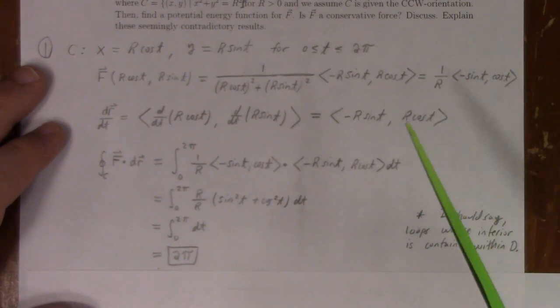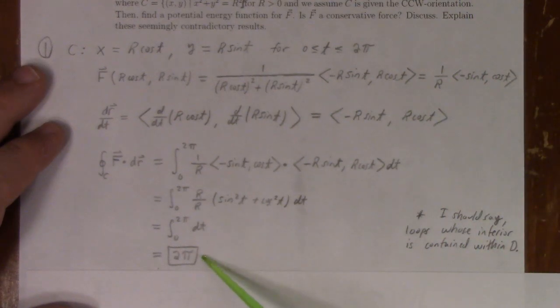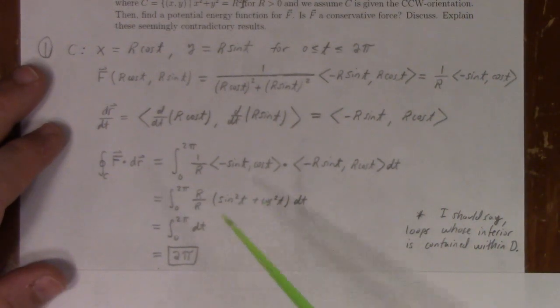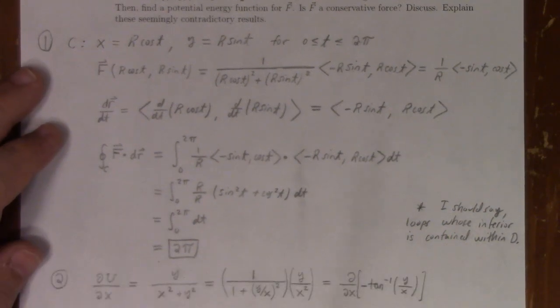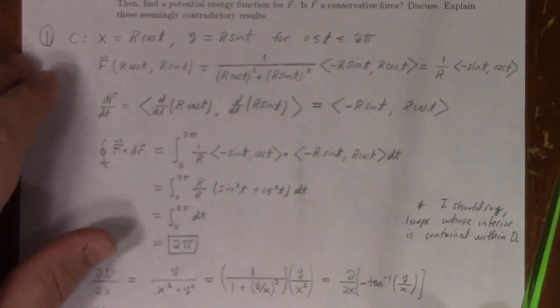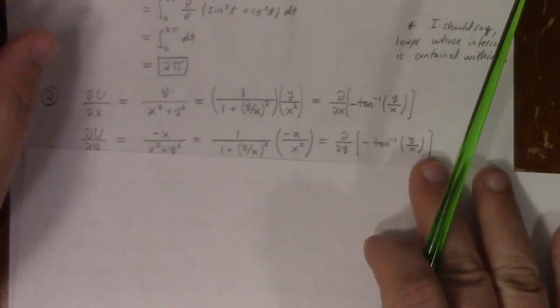So this is a loop, and the work done around the loop is non-zero, so it seems like you shouldn't be able to find a potential energy function. But you can try nonetheless, right? You can try, and so I did. And I think a couple of you got this.